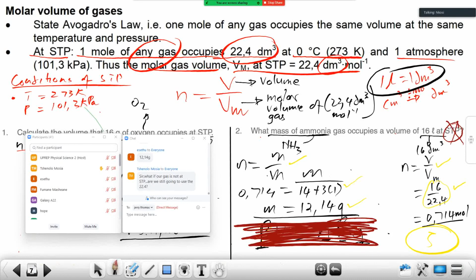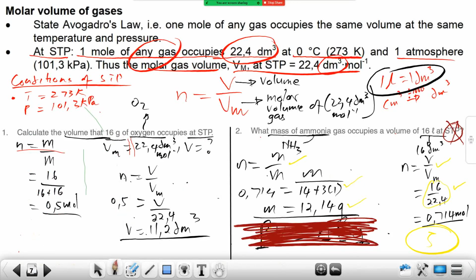But if they just say to us, okay, fine, it's not at STP, then they must give us something to work with. So they will say the molar volume of a gas is 20, it's 19, depending on the information that is given on the question paper or the stem of the question. So Tenolo, if that was what you were going to ask, thank you very much. Then you can lower your hand so that we finish off and move on to the next section. Thank you very much, guys, for all your inputs.